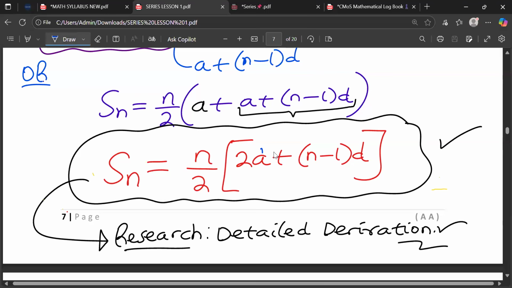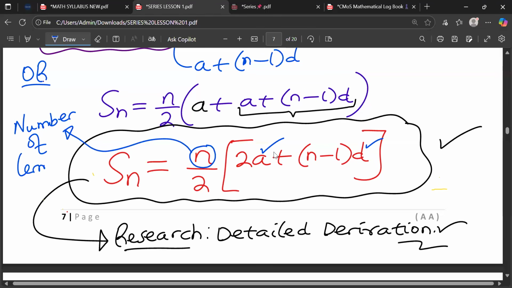So this one is the first term. This one is the common difference. And you all know this one means the first n terms. So the n is the number of terms, period. If they say 9 terms, n is 9. So that one is the number of terms.